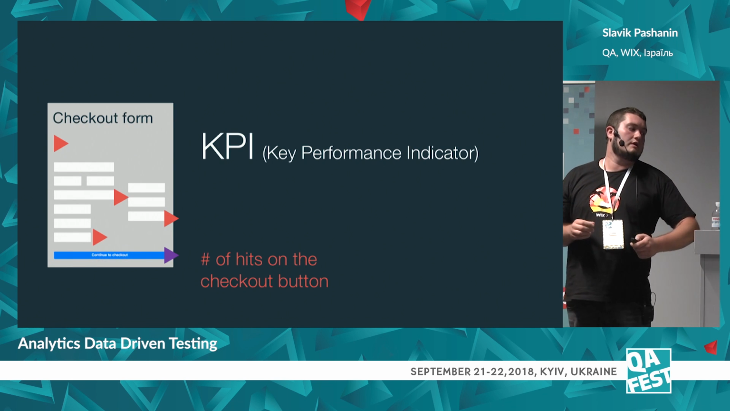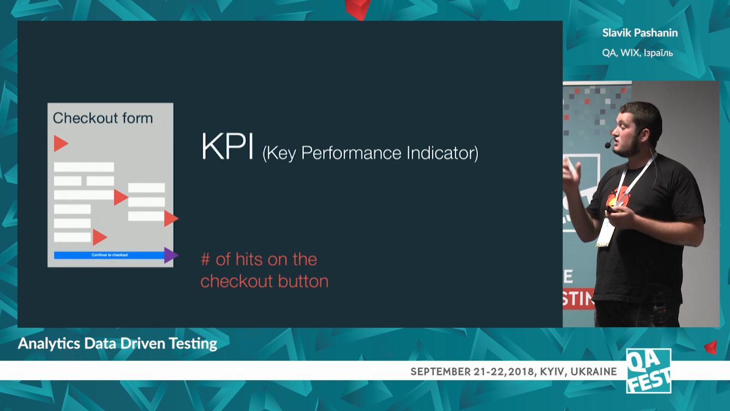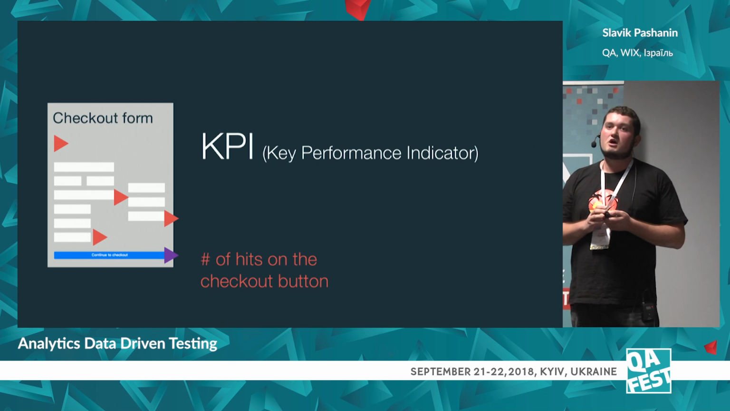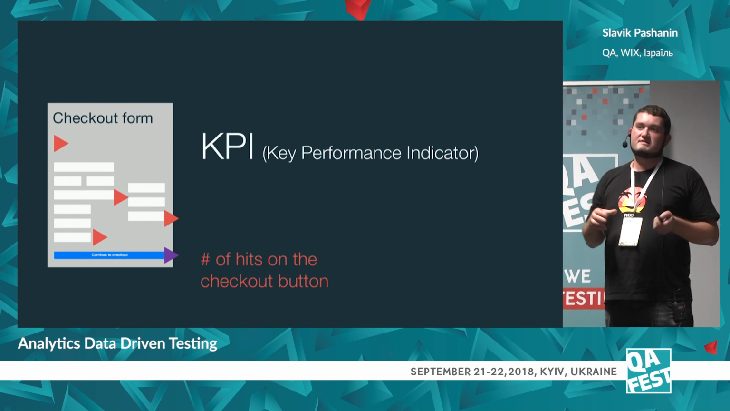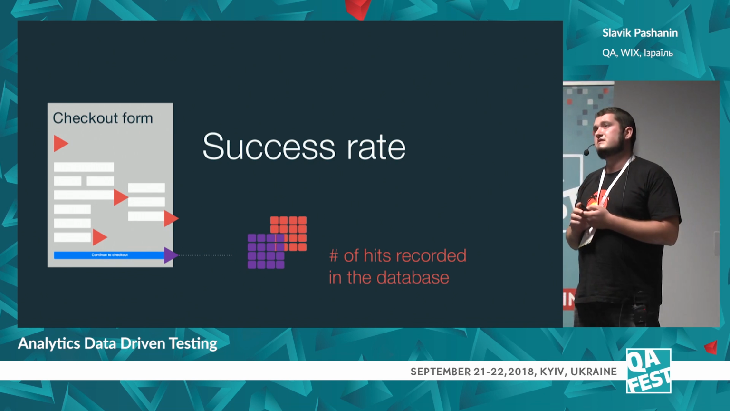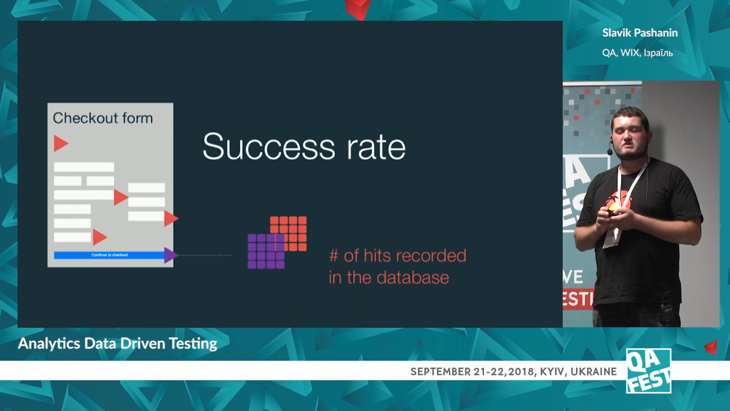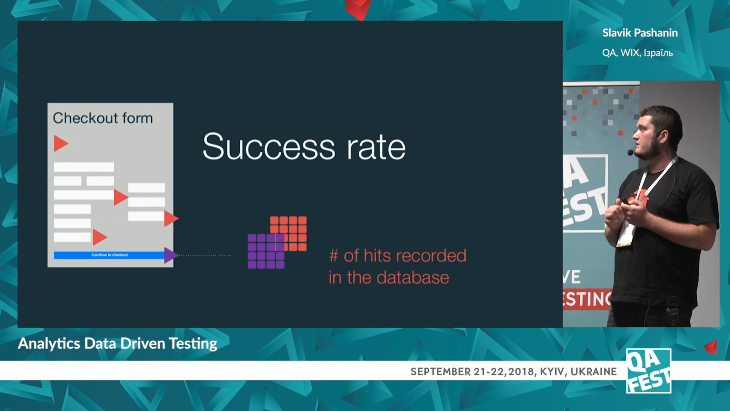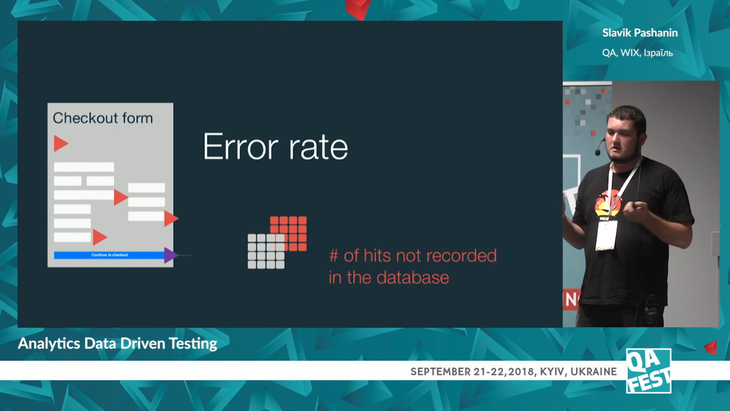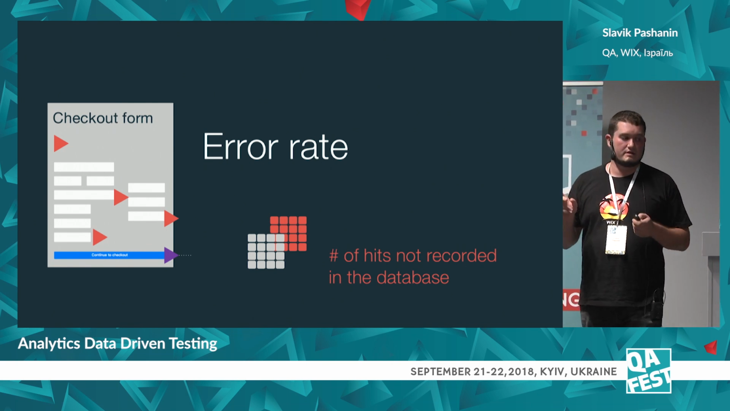So some terminology. KPI is key performance indicator. For example, in our express checkout form, number of hits can be a performance indicator. How many users successfully complete the checkout. We have a success rate. This is how many users click on the checkout, and this action was registered in the database. But on the other hand, we have an error rate. So somebody clicked, but there is no record in the database. We will talk about success rate and error rate a little bit later.